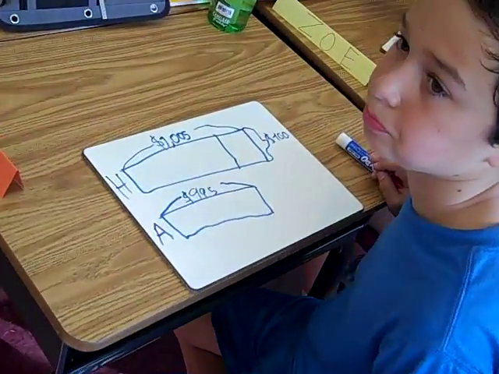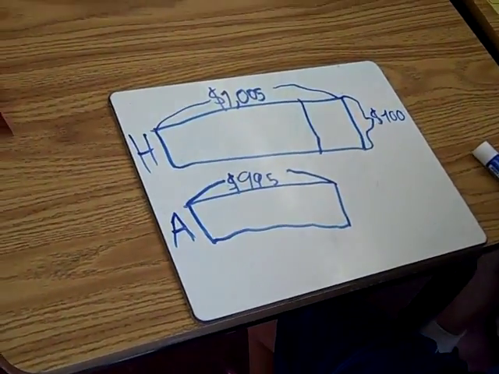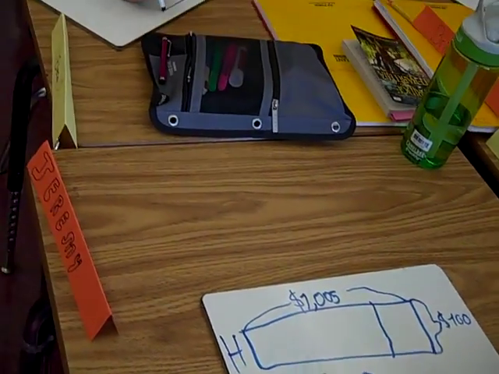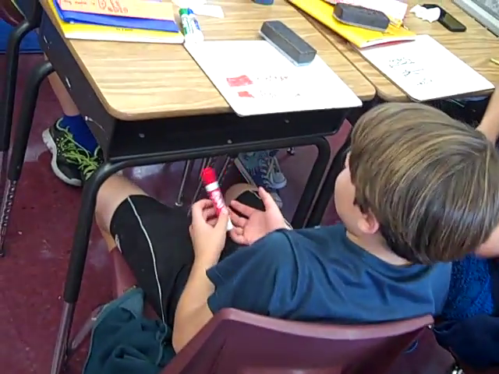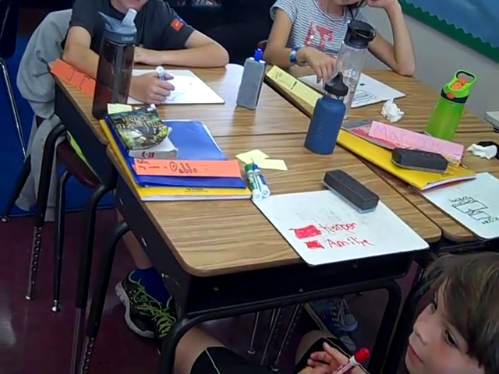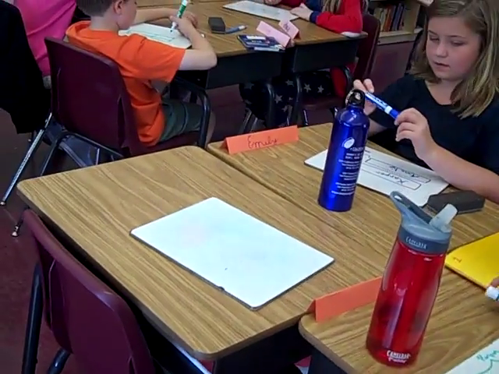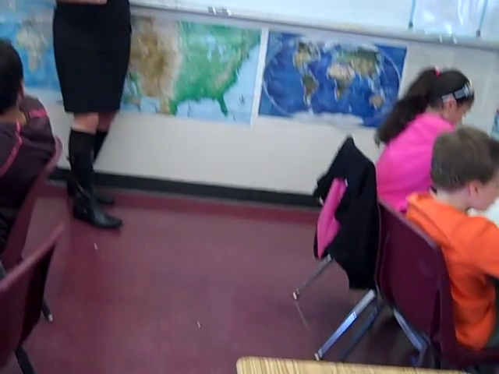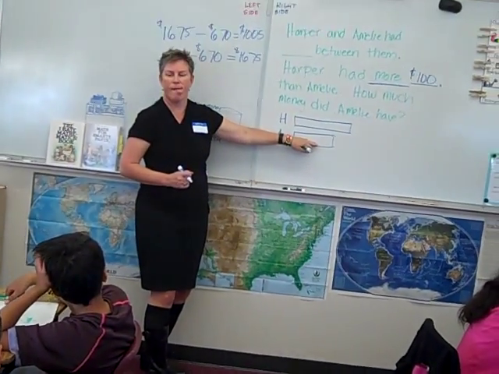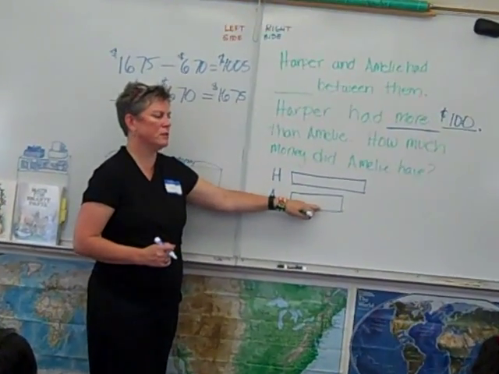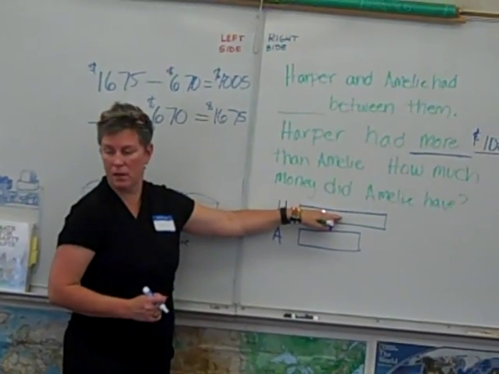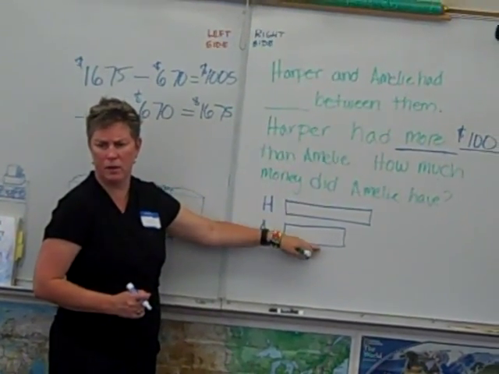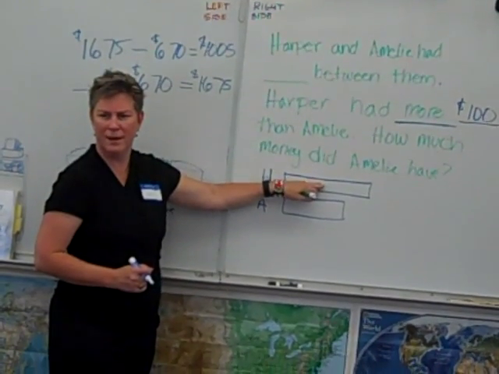Okay. So is that okay if I use H for Harper? And A for Amelie? Who has more? Harper. So will her bar be longer? Yes. So it'll be longer than Amelie's, won't it? What does this bar tell me right here? That's how much Amelie has. And this one? How much Harper has.